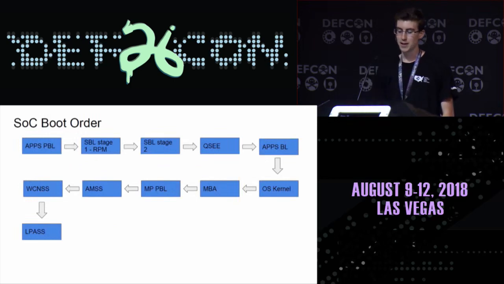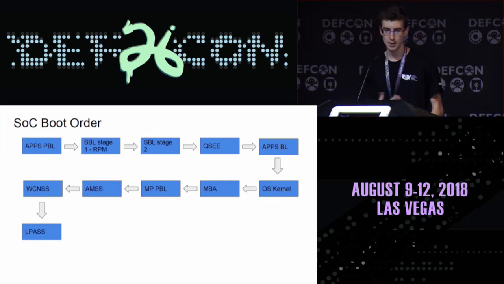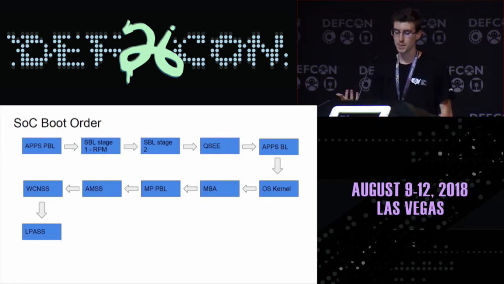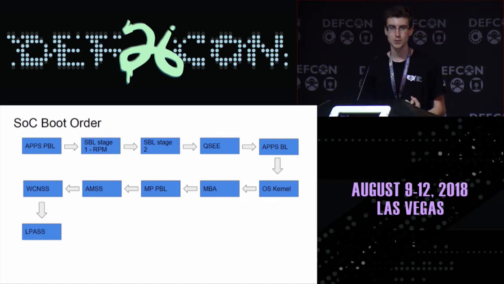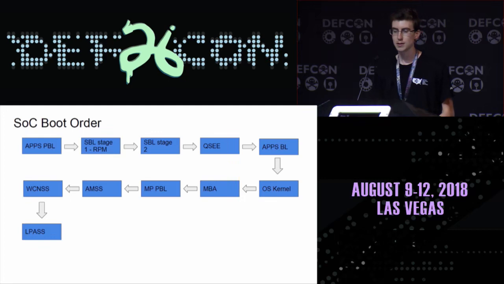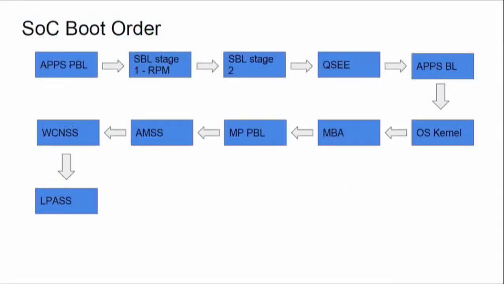So this is a really simplified boot order. It's actually a lot more complicated than that. But usually you power on the phone, the burned-in bootloader powers up, and it loads a secondary stage bootloader. And that loads the RPM firmware to handle a lot of the power on the device. And then it loads a second stage, which actually loads your trust zone. Your QSEE is Qualcomm's trust zone environment. So it loads that. And then the trust zone handles loading everything else. So all the cryptographic signatures are verified by the trust zone after this point.